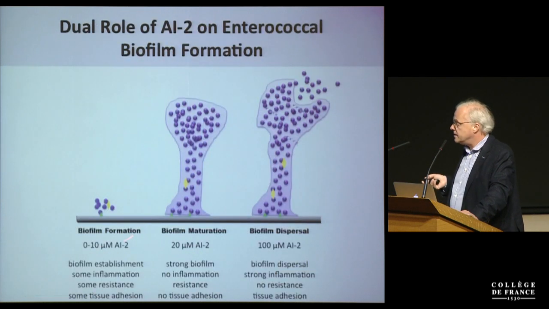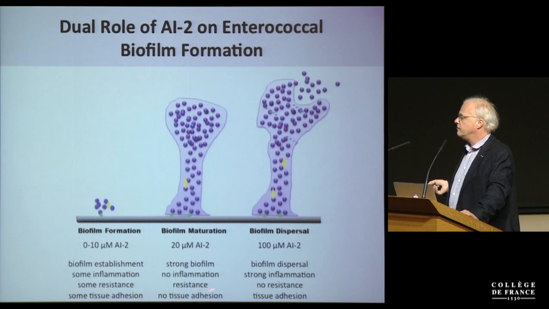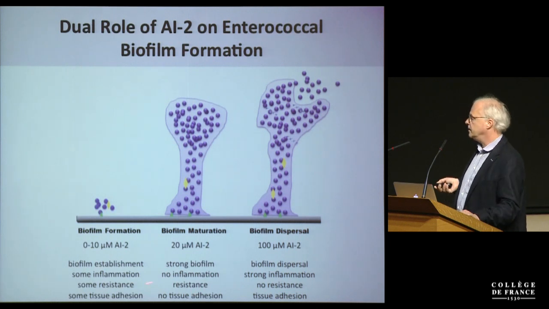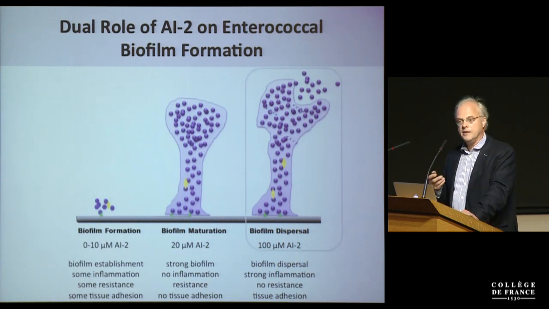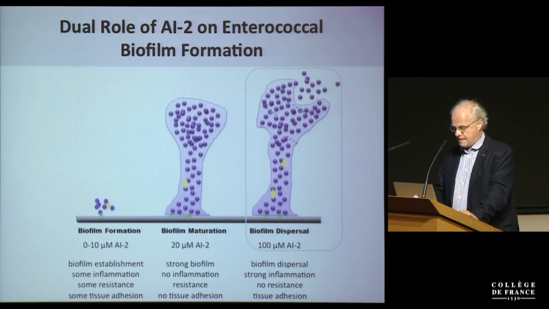I would summarize that as I have here. So again, initiation of biofilm formation, some inflammation, some resistance to opsonic killing, some tissue adhesion. All of this increased here: stronger biofilm formation, no inflammation, as I've showed you, resistance to opsonophagocytic killing, and a little tissue adhesion. Now we are going to look at the effects at the higher concentration of autoinducer, 100 micromolar, the dispersal.